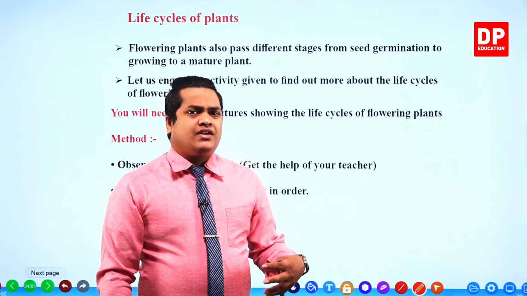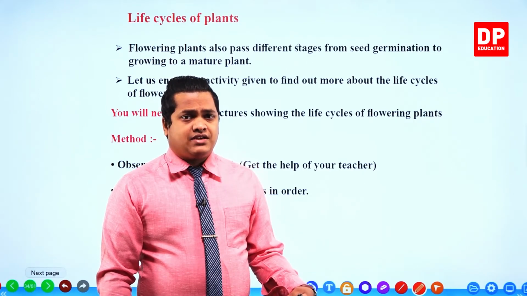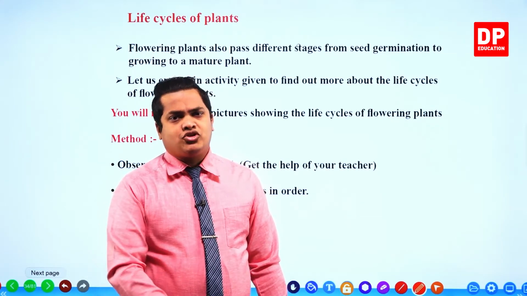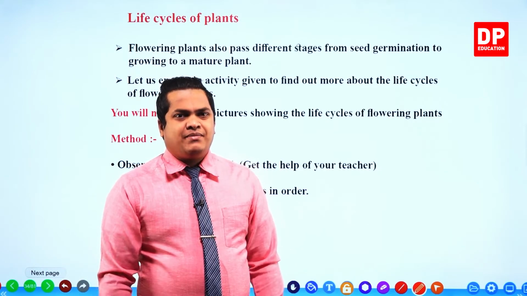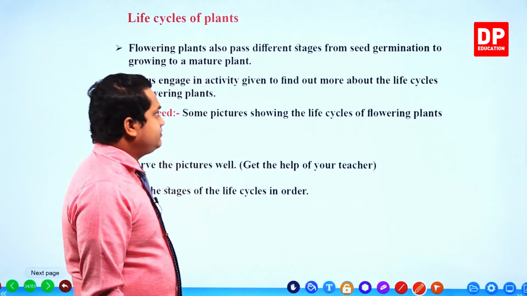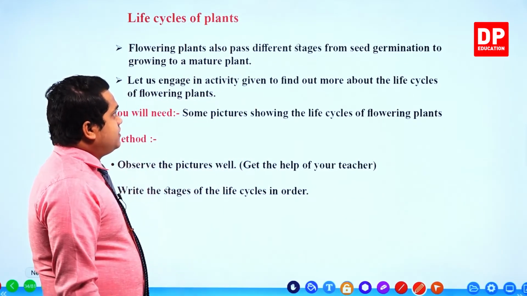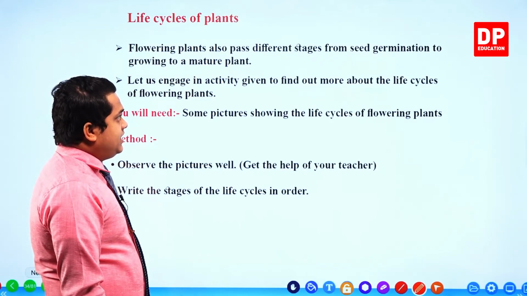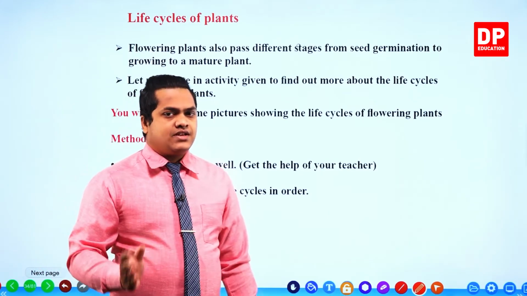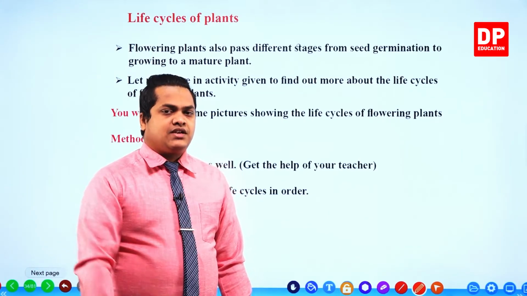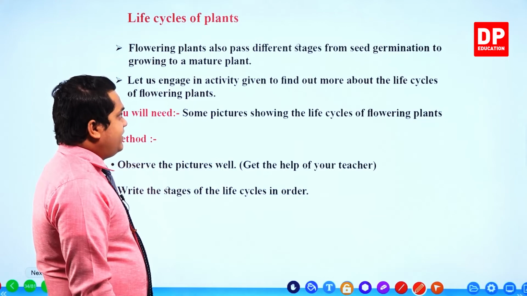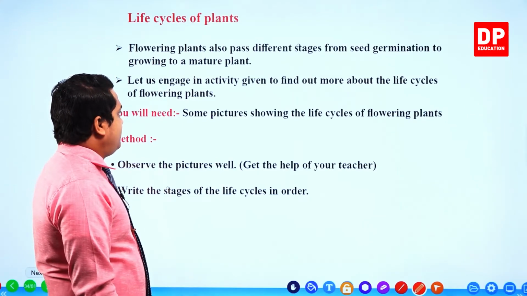So a plant's life cycle is pretty much similar to the life cycle of those organisms which I have mentioned earlier. The same process can be observed. There are no dramatic morphological features. Flowering plants also pass through different stages from seed germination to growing into a mature plant. That is correct. Like us, the plants also pass through different stages. Let us engage in the activity given to find out more about the life cycles of flowering plants.